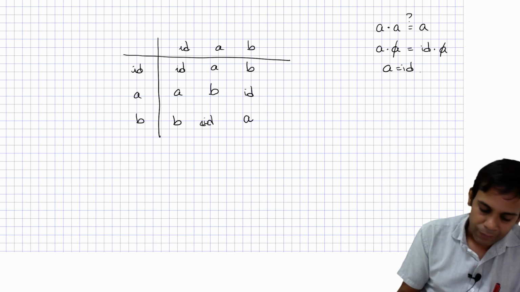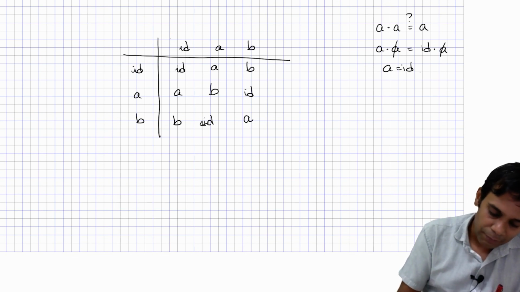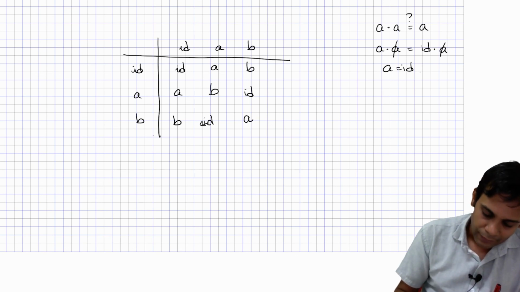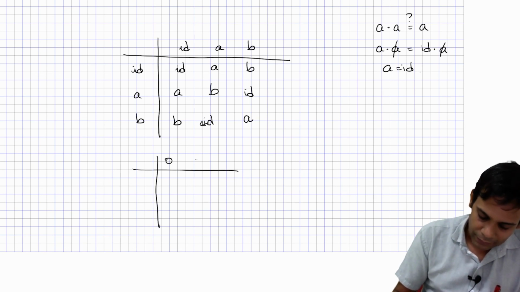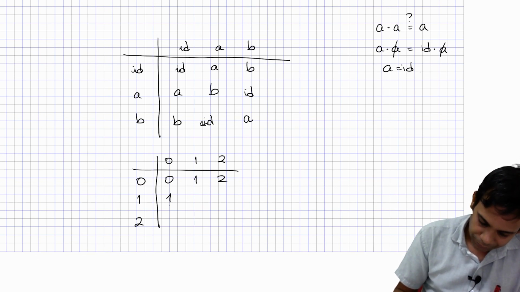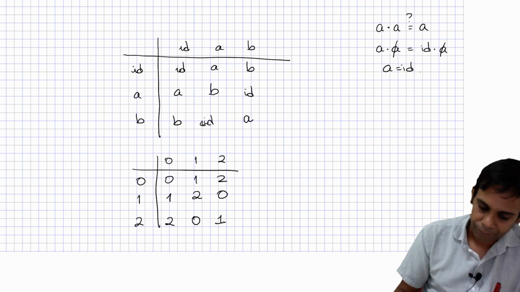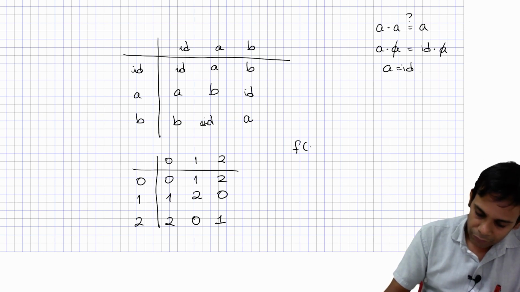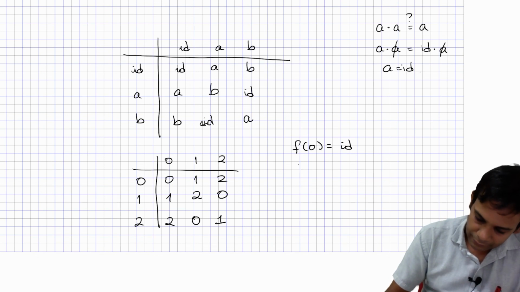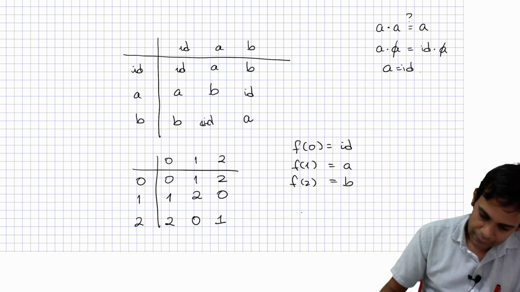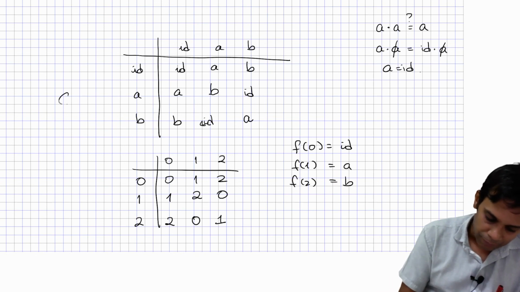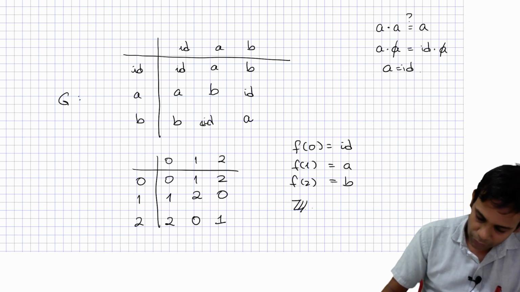So if a group has 3 elements, then its multiplication table has to have this form, and this is exactly the same as the multiplication table of Z mod 3Z, as you calculated earlier. So if you take f of 0 to be identity, f of 1 to be A, f of 2 to be B, then you'll get an isomorphism from G to Z mod 3Z.